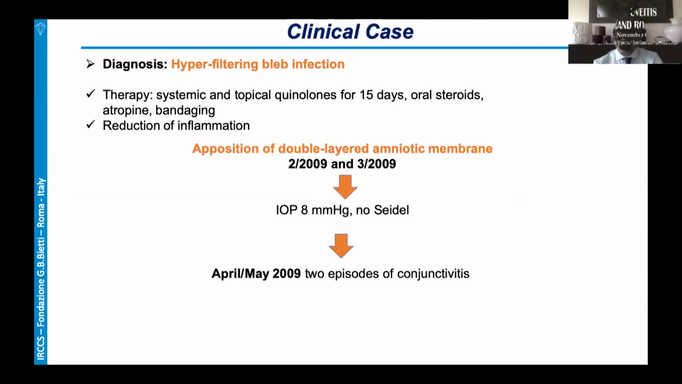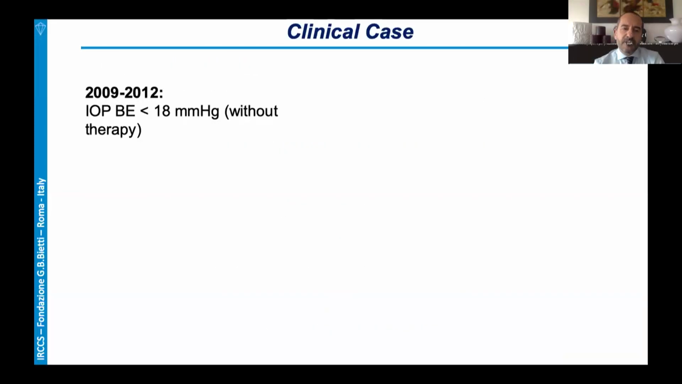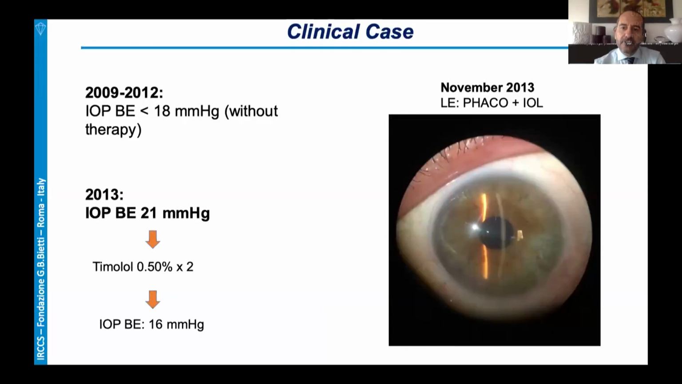But the patient had new episodes of conjunctivitis. So in the same year, a revision of the bleb was performed in June 2009, with good control of the IOP, that was 15 after therapy, and also good visual acuity that was 20/20. So the patient remained stable in the next years till 2013, when the IOP increased to 21 millimeters of mercury in both eyes. So the patient was started on timolol twice a day again in both eyes, with a reduction of the IOP. And in the same year, he also had cataract surgery in the other eye, so in the left eye.